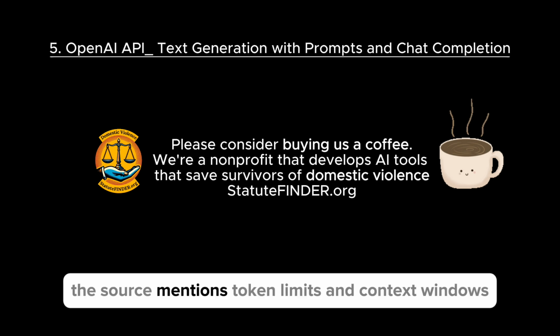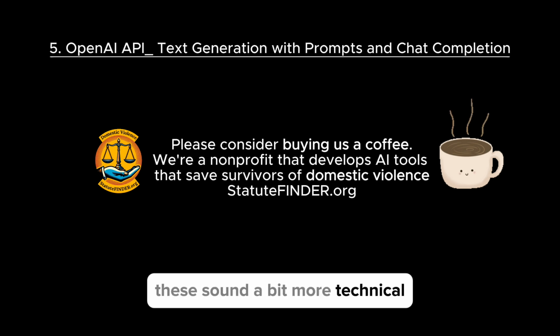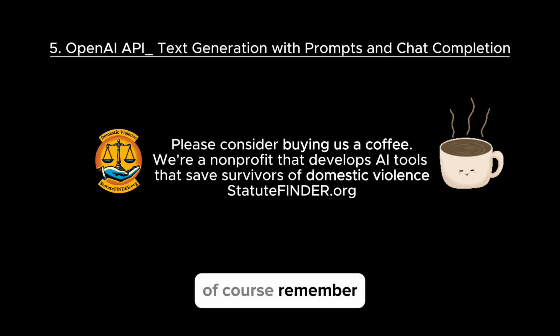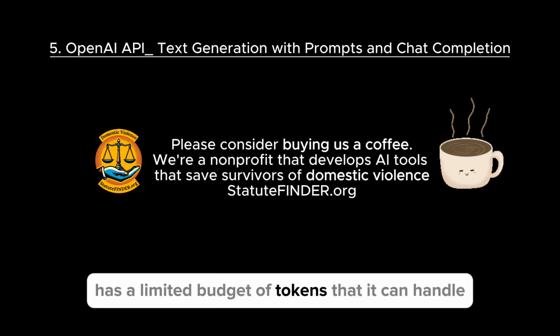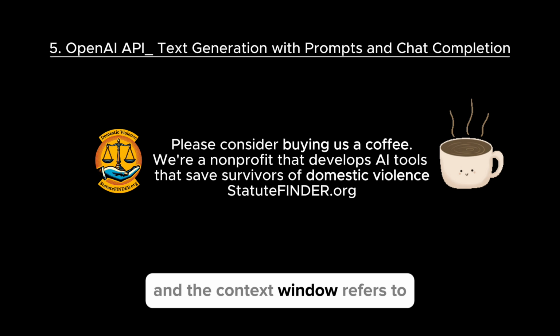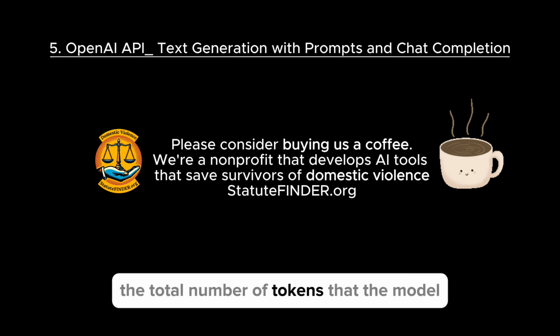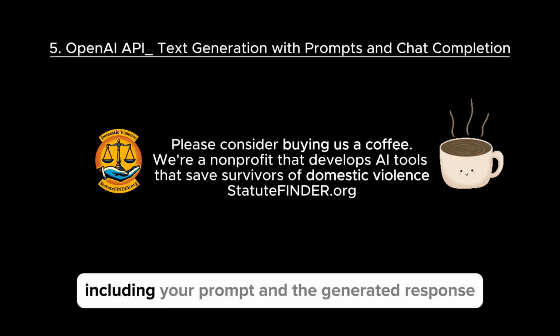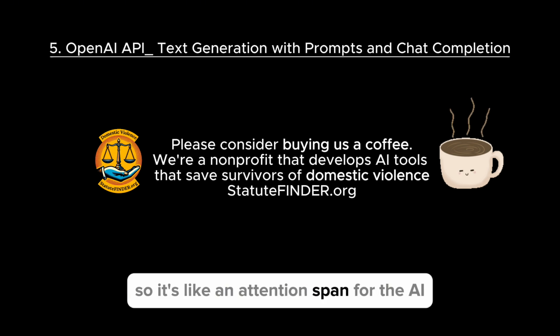The source mentions token limits and context windows. These sound a bit more technical. Can you break them down for me? Of course. Remember how we talked about tokens being the currency of the AI world? Well, each model has a limited budget of tokens that it can handle, both for input and output. And the context window refers to the total number of tokens that the model can consider at once, including your prompt and the generated response. So it's like an attention span for the AI.